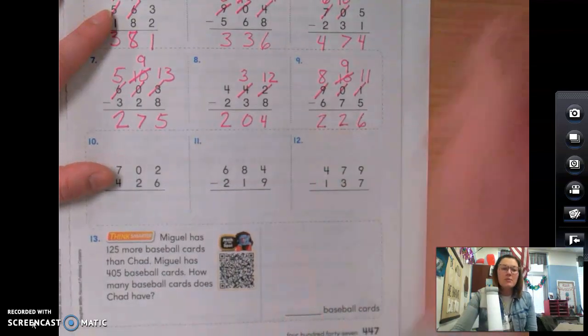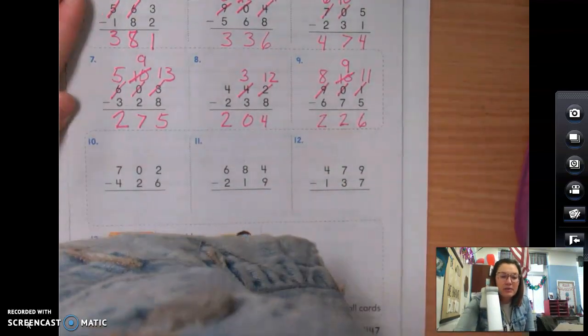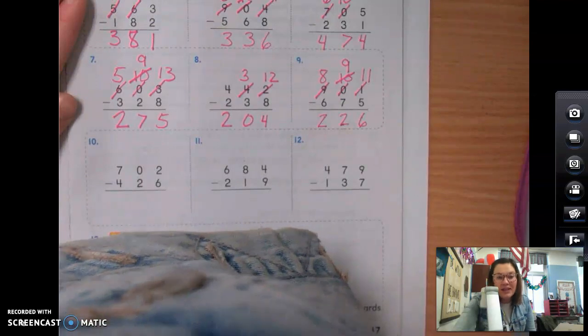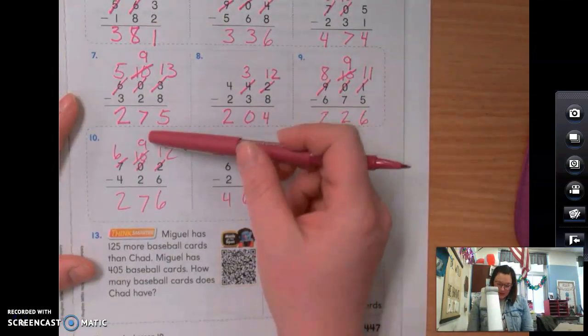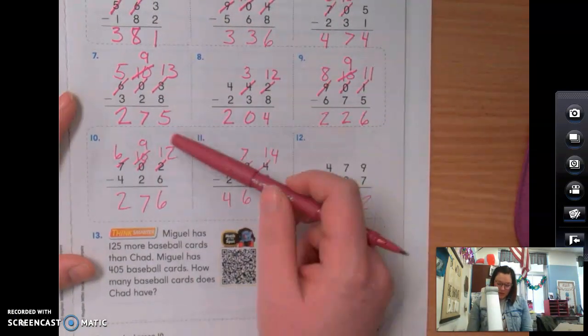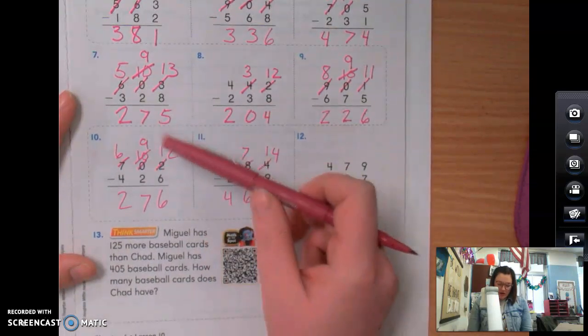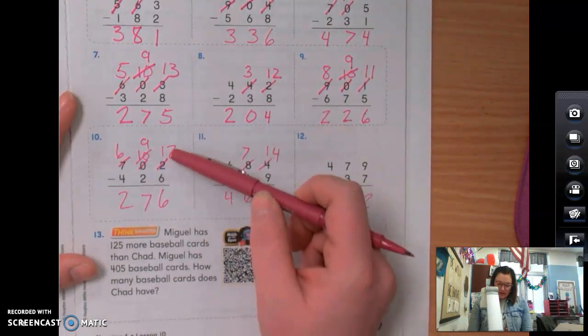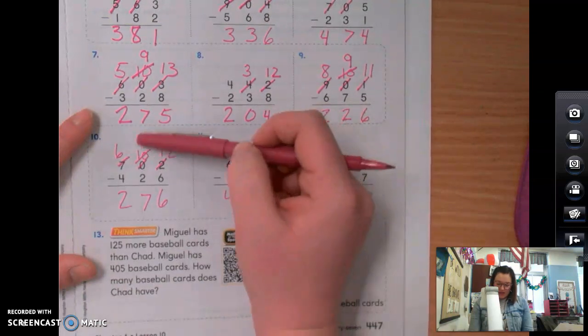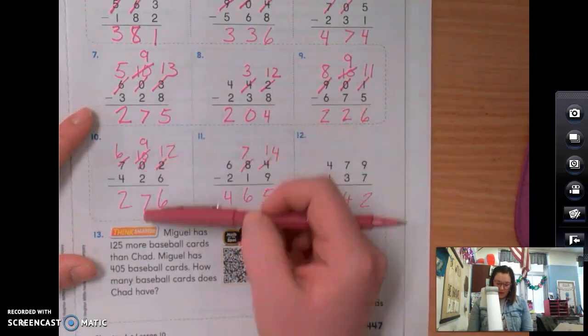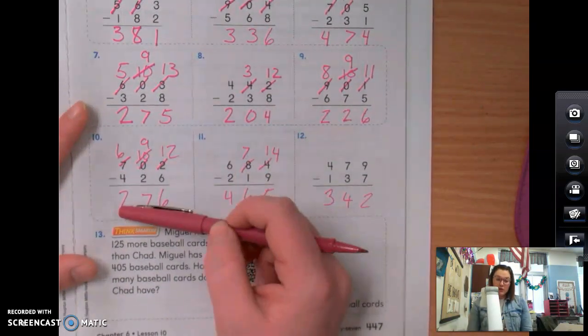I'm going to go ahead and pause because I'm almost out of time. I'm going to do these problems, and then you can check them in the last few seconds that we have together. All right, guys, number 10 was a doozy. You had to regroup with the zeros, so I ended up having to make this a 12 minus 6, and that equals 6. This ended up having to be 9. 9 minus 2 equals 7, and 6 minus 4 equals 2.